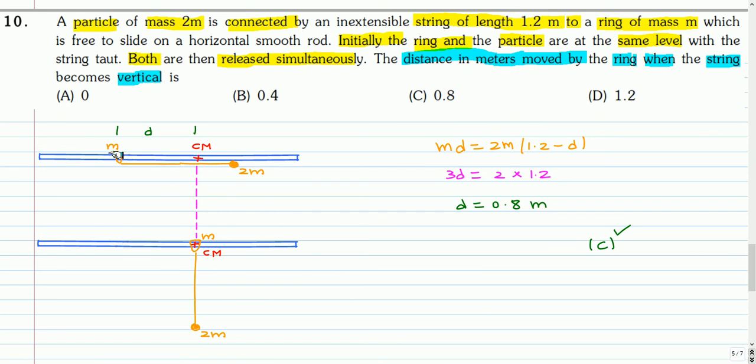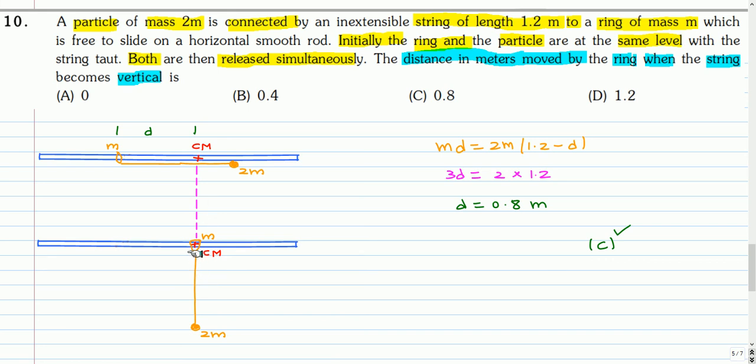So initially the ring of mass m is connected to a particle of mass 2m and the string is in the horizontal position. So the center of mass of this system of m and 2m will be closer to 2m. It will be somewhere here, and let it be at a distance d. And after that this 2m mass is released. So because of that it will come down and it will become a vertical configuration. So the position of center of mass will not change because there is no external force acting on the system.